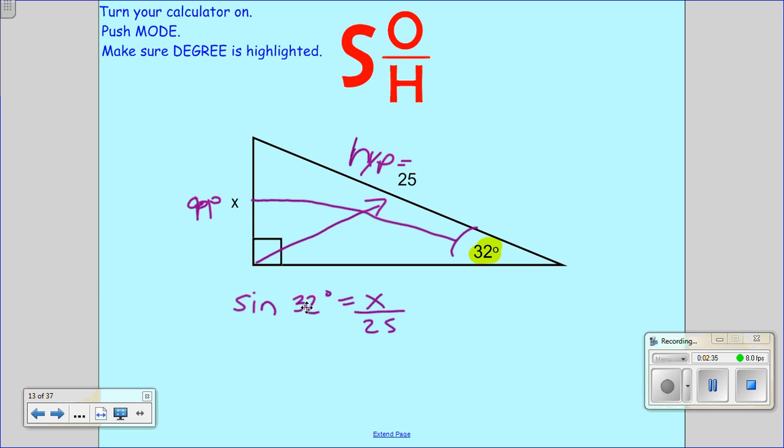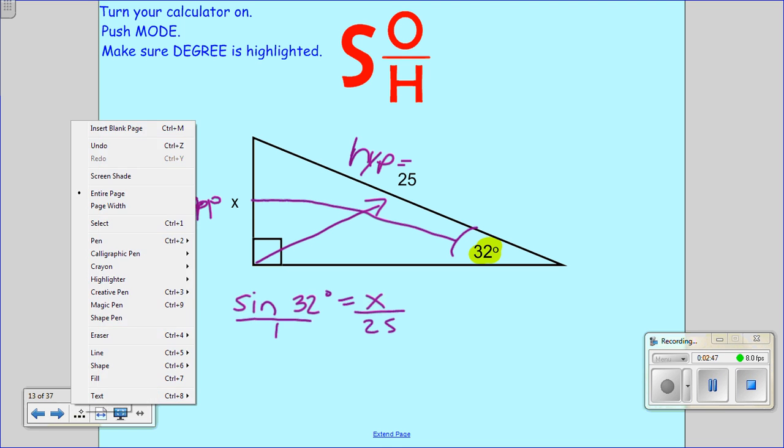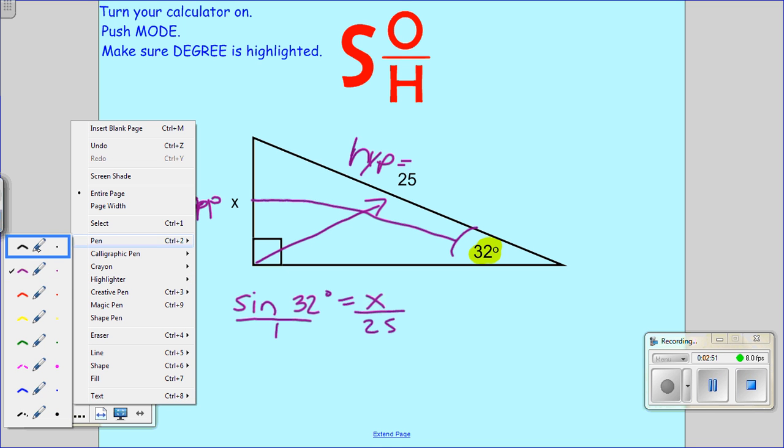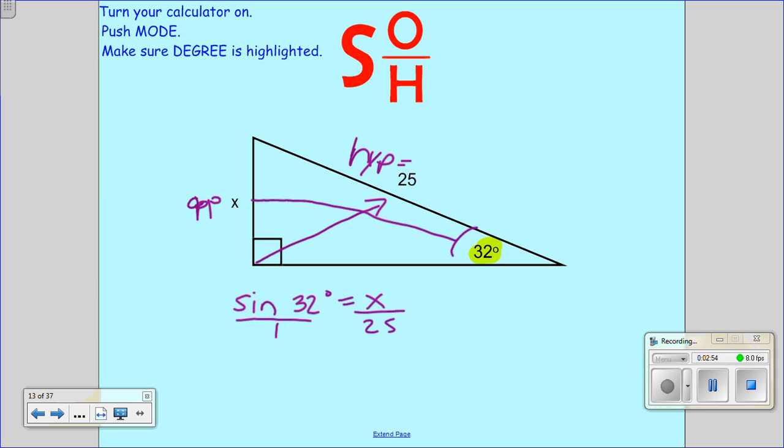Now, to solve for x, the easiest thing to do is to put sine 32 degrees all over 1. And since it's over 1, that means we're going to cross multiply, right? Because it looks like a proportion. So 1 times x is going to give me x. Bring down my equal sign, and then it's 25 times sine of 32 degrees.